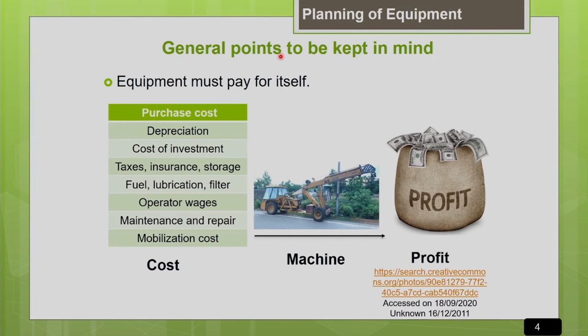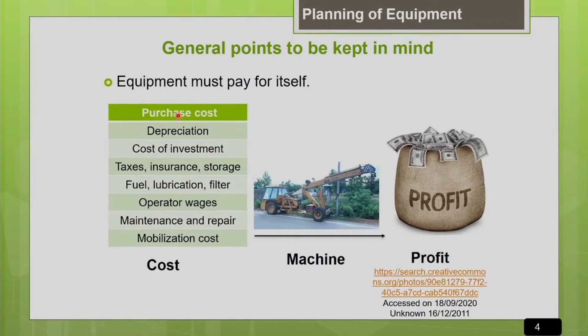Before discussing the list of the important equipment selection factors, let us have a general discussion on the general points to be kept in mind while planning for the equipment. The first point is equipment must pay for itself. What this means is, we have invested a huge amount of money in the equipment. There is a lot of cost invested in the equipment.